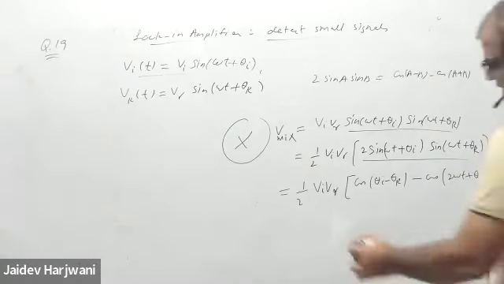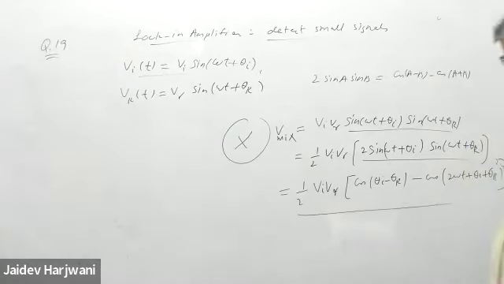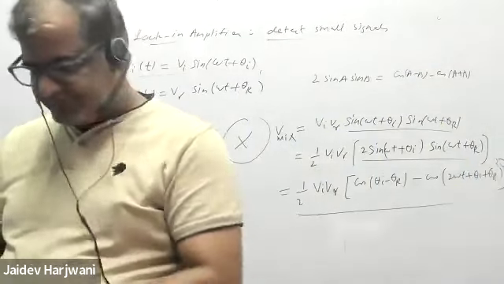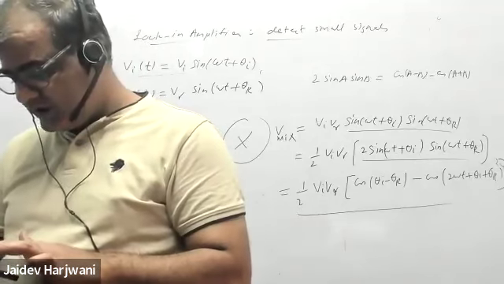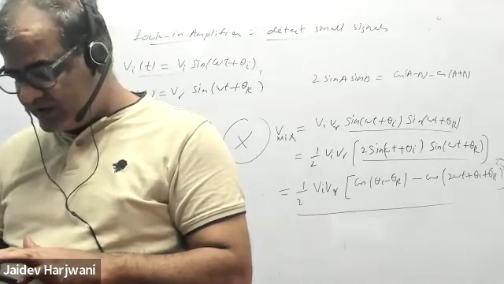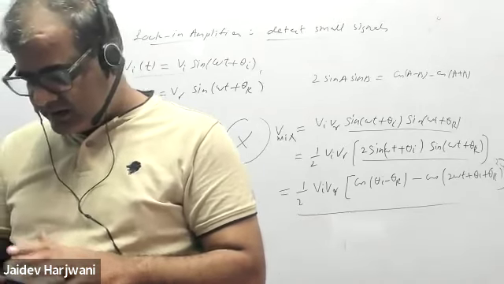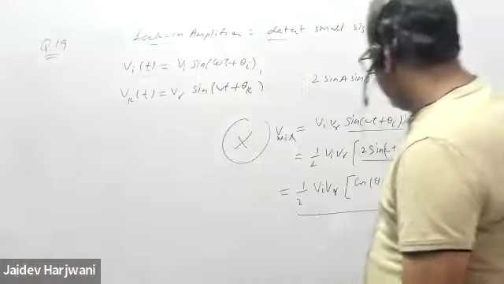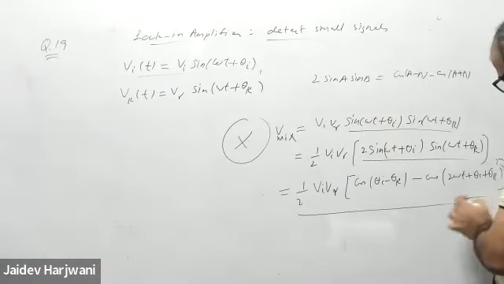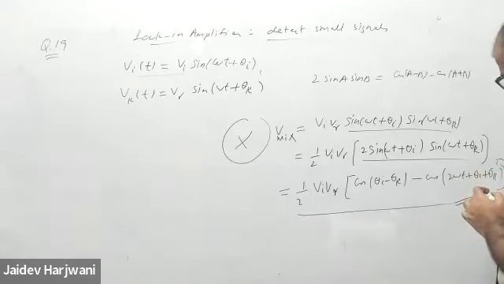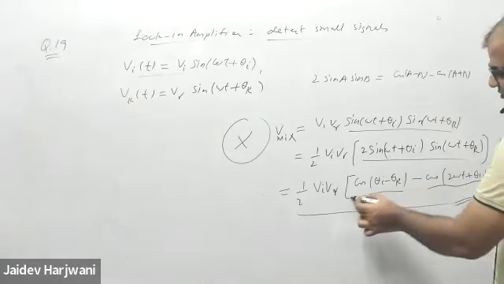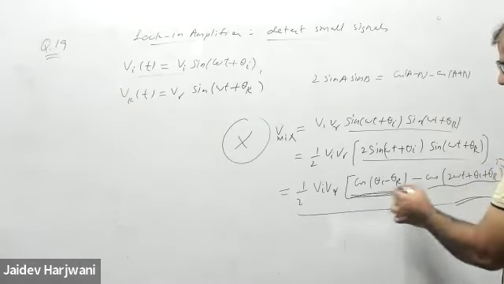So this is my mixed signal. Now the multiplied signal is fed to a low pass filter with cutoff frequency omega. This first part has what frequency? This is a DC, no frequency.